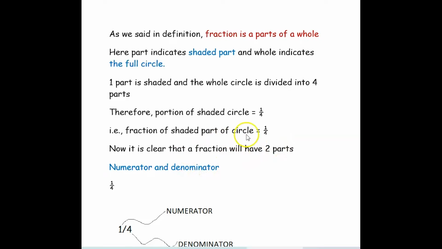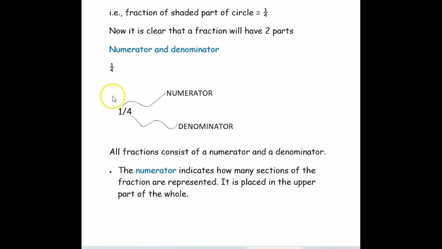Now if you see here, it is clear that a fraction has two parts. All fractions will have two parts: one is the numerator and the other is the denominator. Here for 1 over 4, 1 is the numerator and 4 is the denominator. So you have to remember that every fraction consists of two parts, the numerator and the denominator.